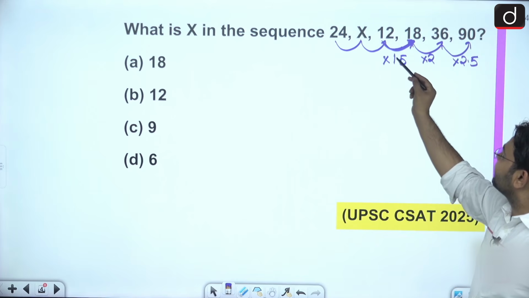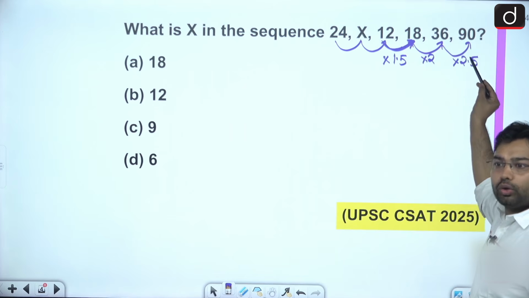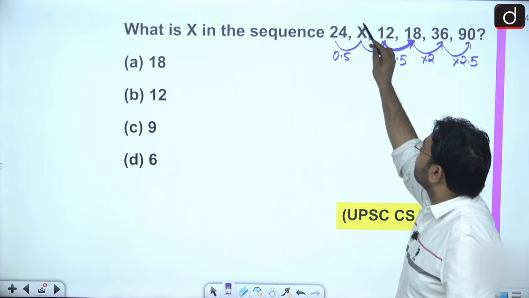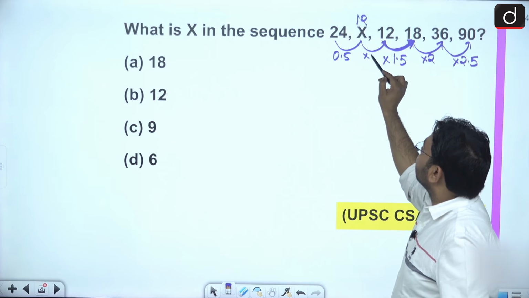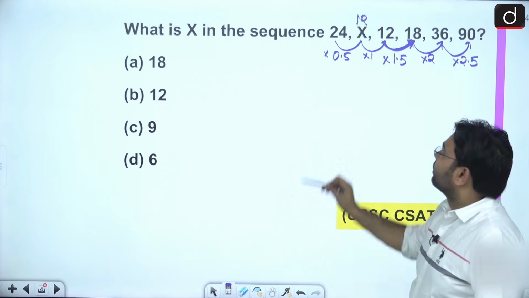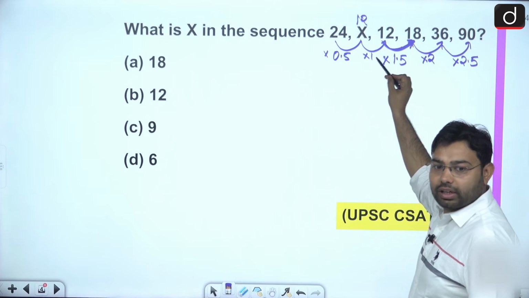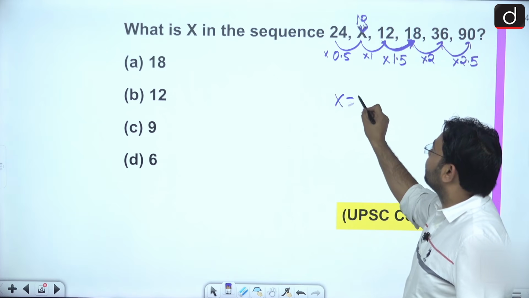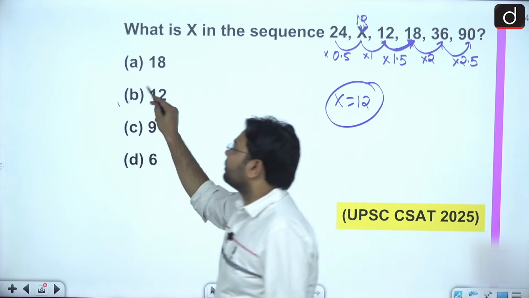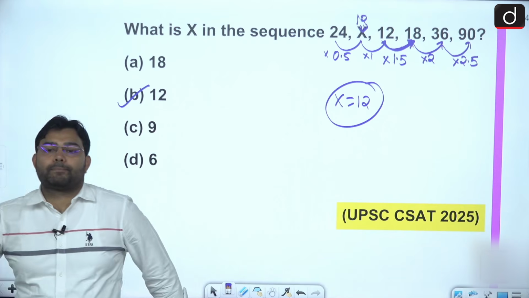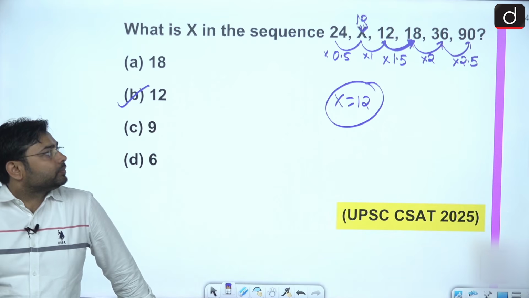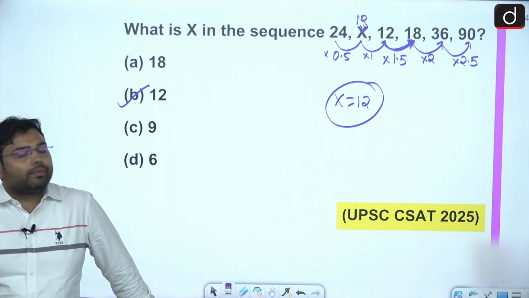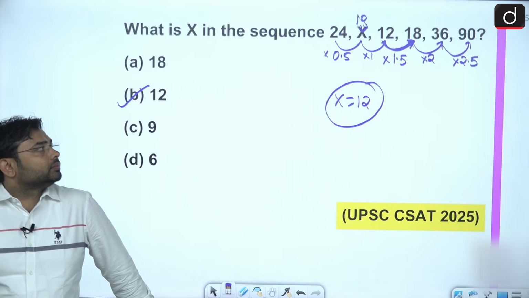So you got a series, this is 1.5, then 2, then 2.5. So if this is 0.5 times, it means it is 12. So this is increasing by 0.5 each time: 0.5, 1, then 1.5, then 2, then 2.5. So the value of x is equal to 12. Isn't it simple?